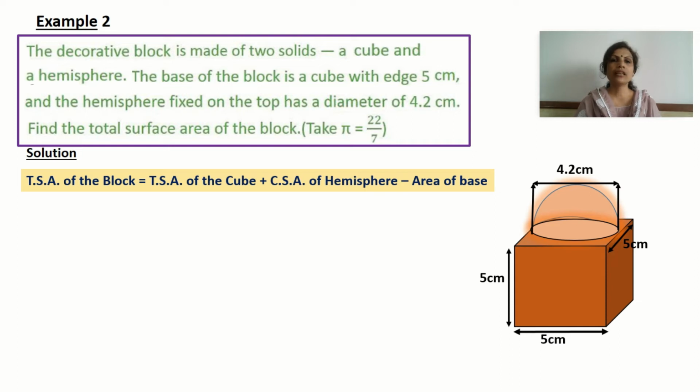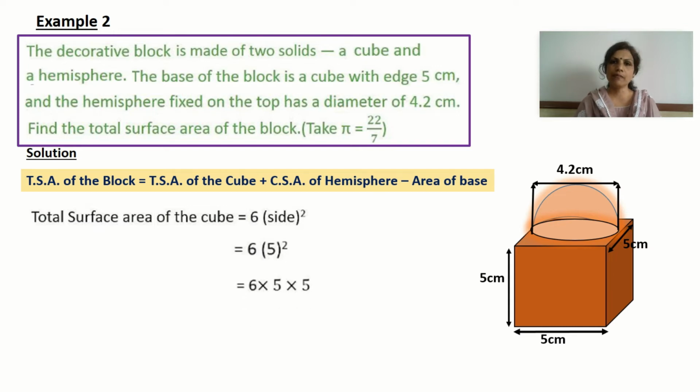Let's first find out the total surface area of the cube, and you all are aware its formula is 6 into side square. We are given the side as 5 cm, so let's substitute the values. 6 into 5 square, that is 6 into 5 into 5. Multiply this and you will get the answer as 150 centimeter square. Alright, so this is the total surface area of the cube.